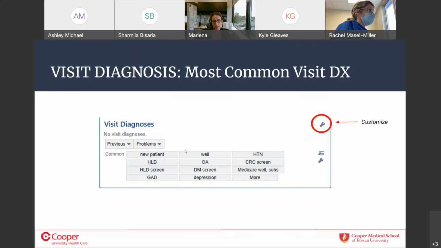Just like I customized my E&M code, you can do the same thing for your diagnosis code. When I'm in the visit with a patient, I literally just go here and click hyperlipidemia or hypertension, which are the most common ones. If you go beyond this grid, you can click more, and that's where I have vitamin D deficiency, screening for breast cancer, and other options like that.